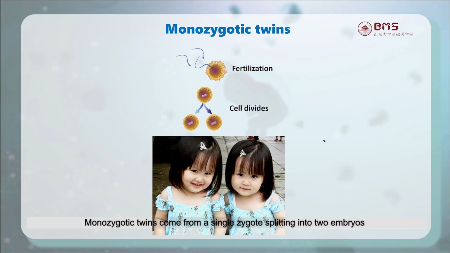Monozygotic twins come from a single zygote, splitting into two embryos. They have identical genetic materials, so they have identical blood groups, sex, and external appearance. These two babies are quite the same. They are monozygotic twins.